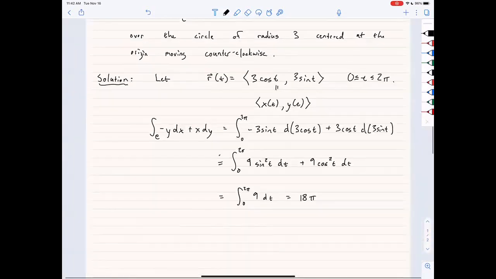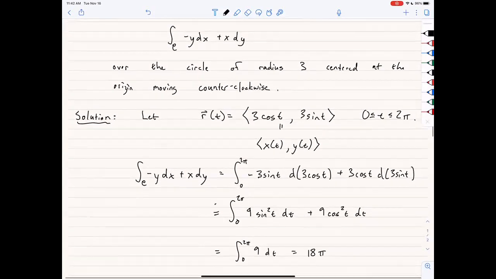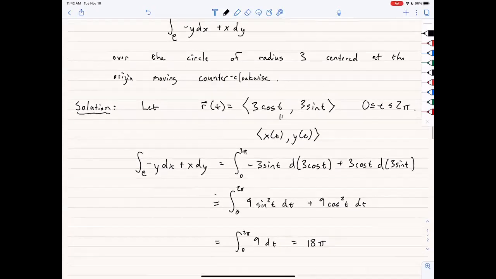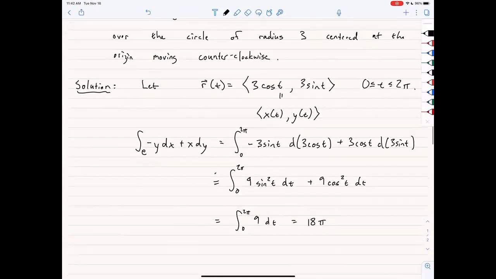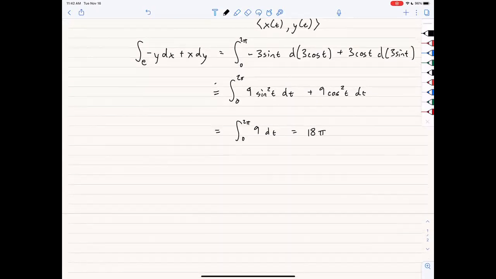As I said, this is not anything new. It's not a new quantity or new concept. It's just new notation. And if you look at it and compare it to what we did before, it's really the same thing. But you'll see this notation frequently. Okay.